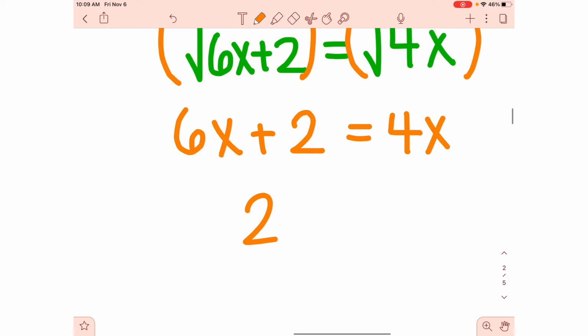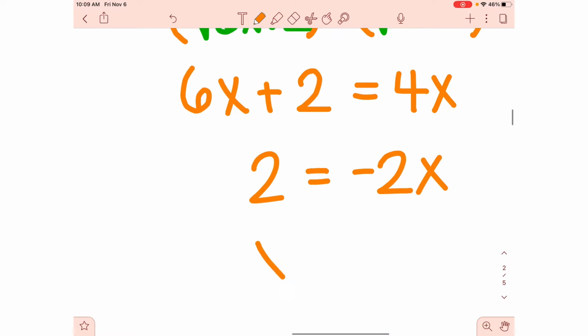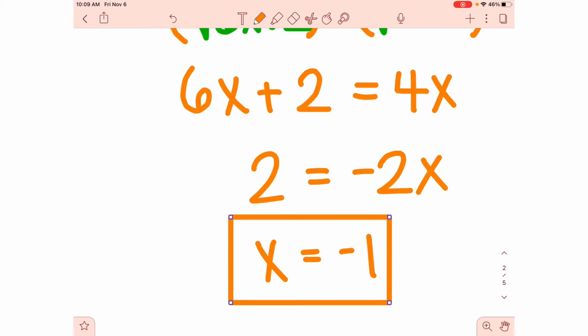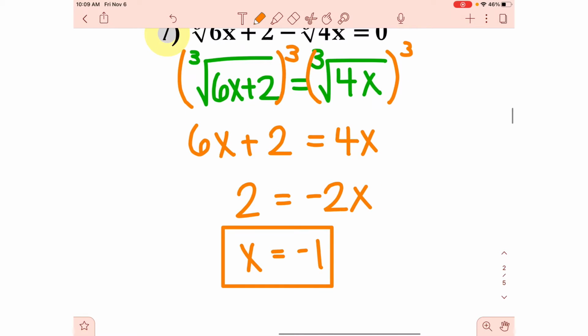So if I subtract the 6x to the right, I get 2 equals negative 2x. So x equals negative 1. Simple enough, right? So the idea here is that you have to cube both sides.